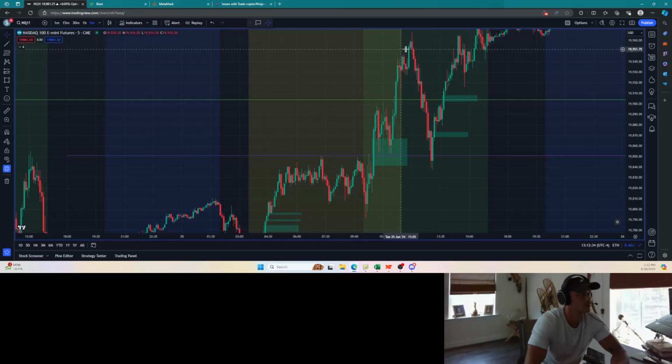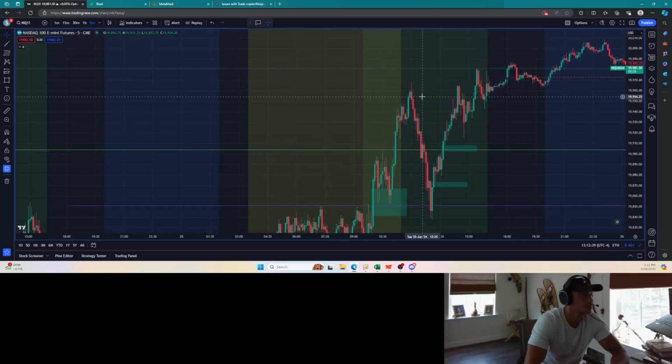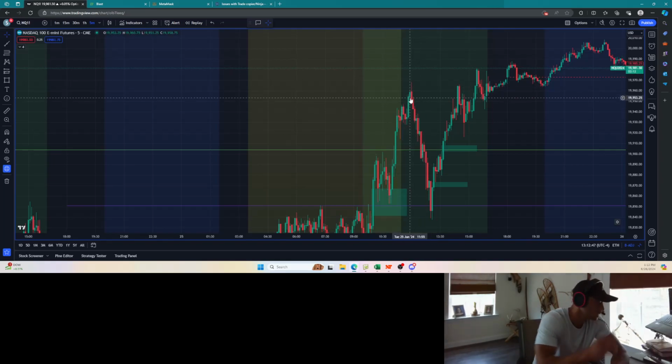Was 19,950 right here. This is my next area of interest, right? Same thing. I had some fair value gaps, some order blocks, and other things telling me that this could be a good short spot. But if you look at the time, it's noon. I don't trade at noon.